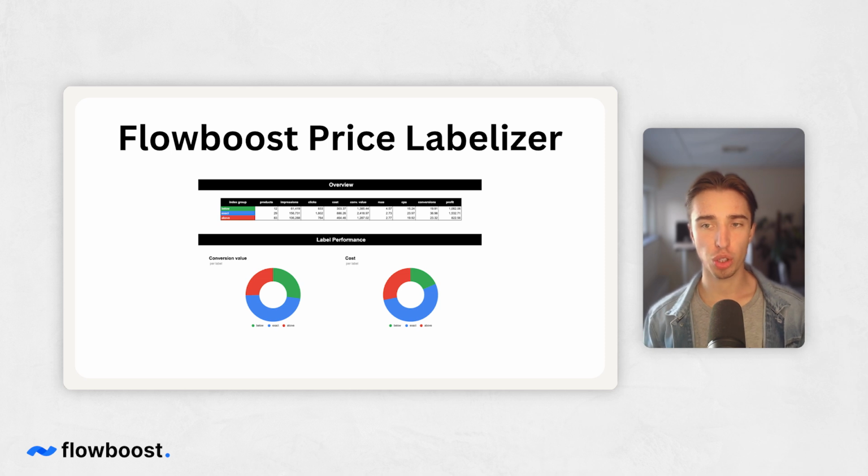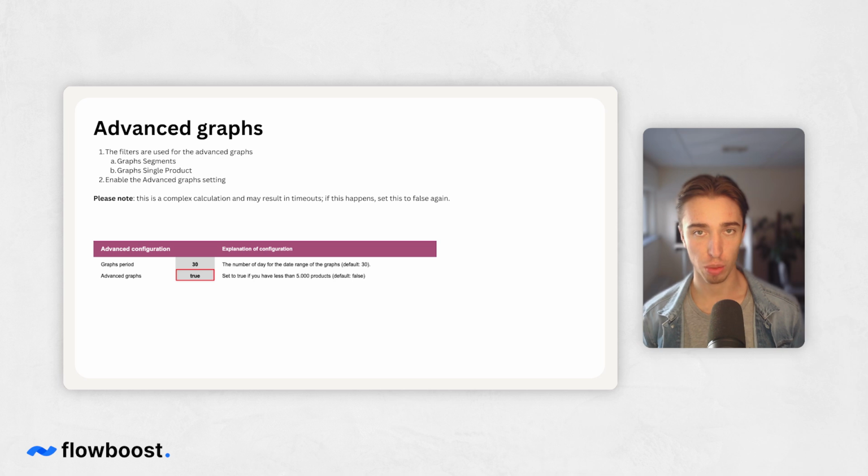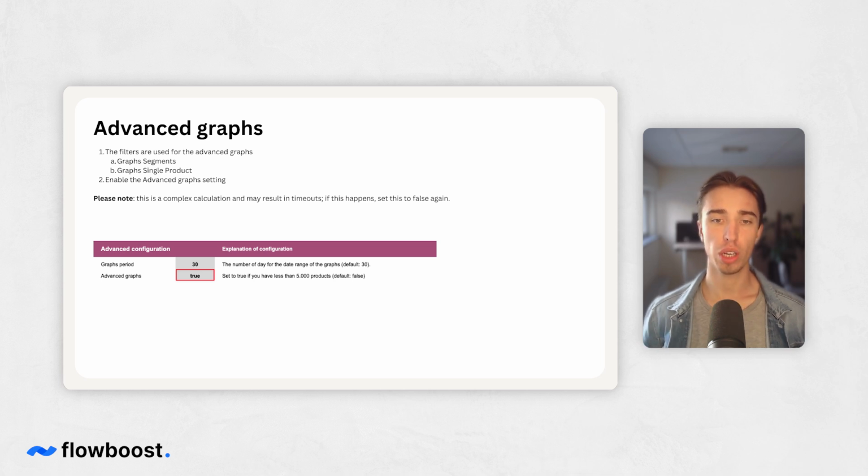In this video, I will show you how you can use the filters for the Price Labelizer. So first of all, if you want to use the filters and the graph segments and graph single product sheets, what you need to do is enable the advanced graph setting in the config sheet. You do this by scrolling down to advanced graphs and you set this value to true.